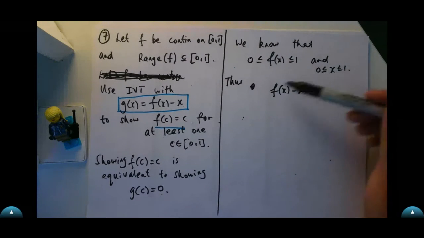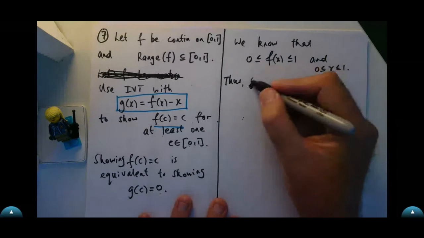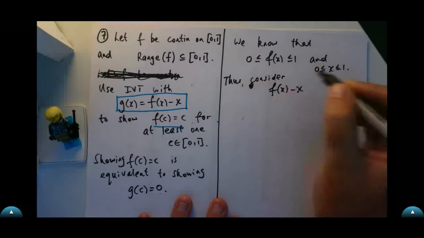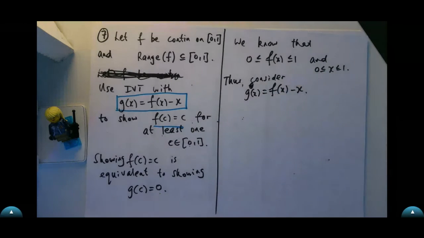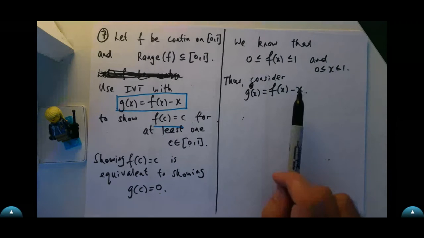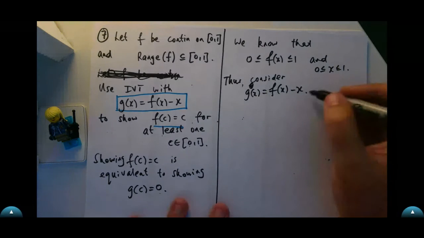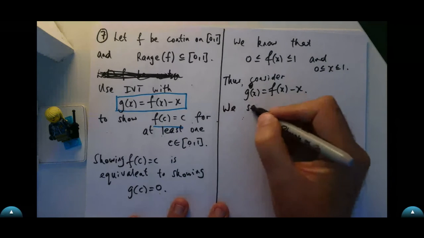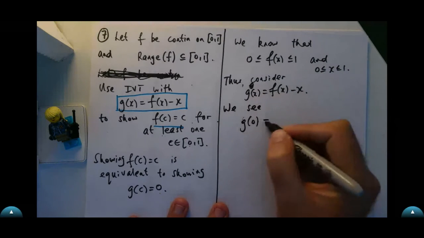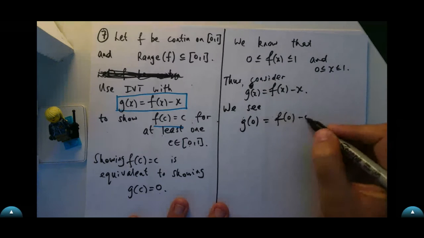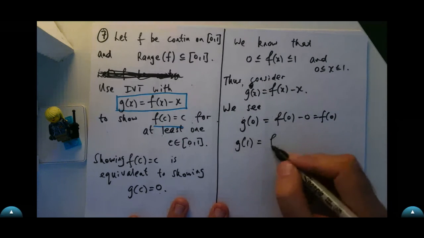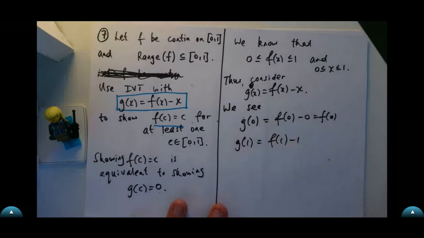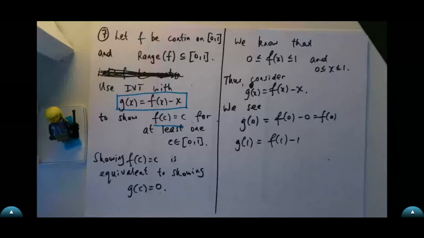What can we say about this? Well, remember this is just g of x. What do we know about g of 0? That is f of 0 minus 0. And g of 1 is f of 1 minus 1, right?